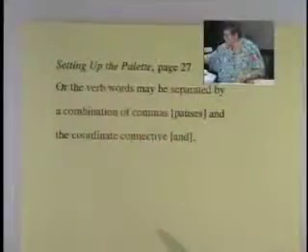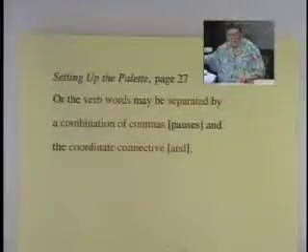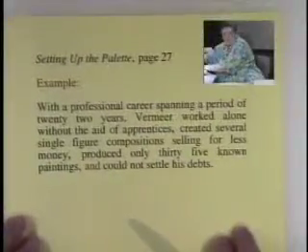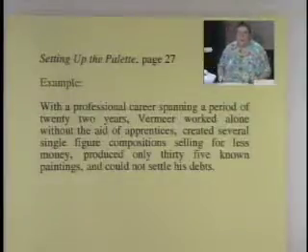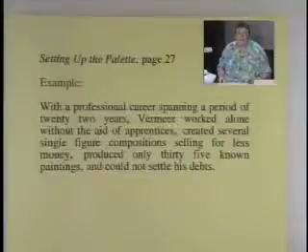You're an academic. Take a look at page 27. The verb words can also be separated by a combination of commas, which, remember, are pauses, and the coordinate connective and. So now you have this example: With a professional career spanning a period of 22 years, Vermeer worked alone without the aid of apprentices, created several single-figure compositions selling for less money, produced only 35 known paintings, and could not settle his debts.